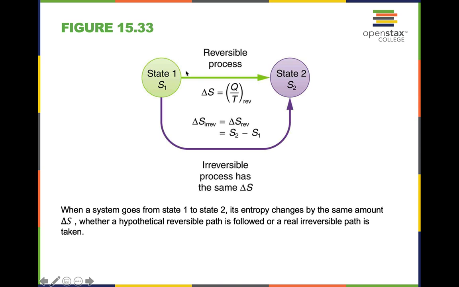So for figure 15.33, we have state 1 to state 2. Irreversible process has the same delta S. When a system goes from state 1 to state 2, its entropy changes by the same amount delta S, whether a hypothetical reversible path is allowed or a real irreversible path is taken.